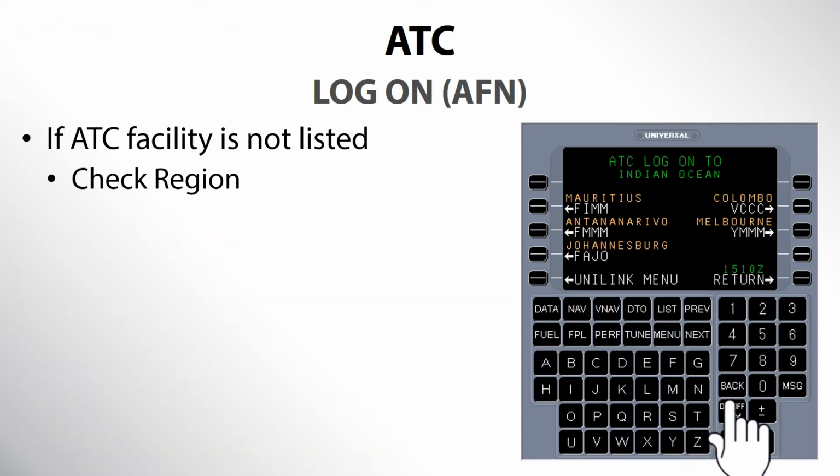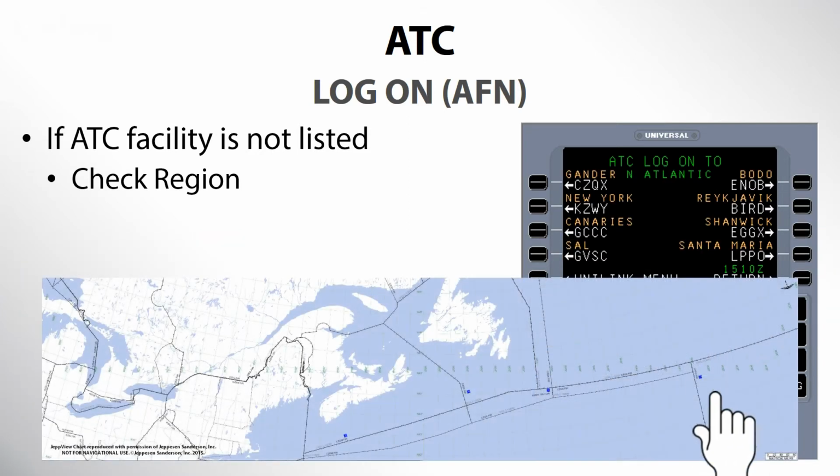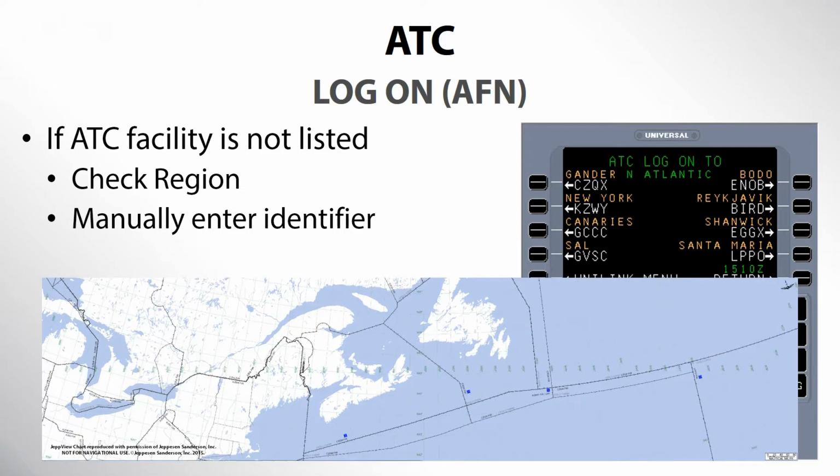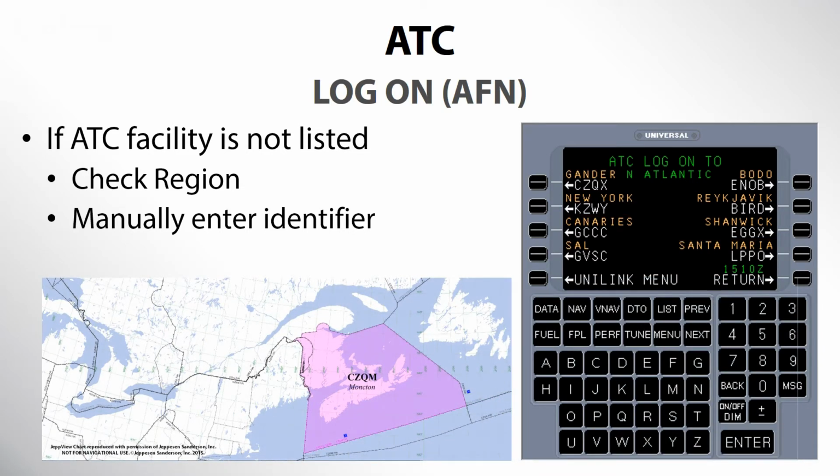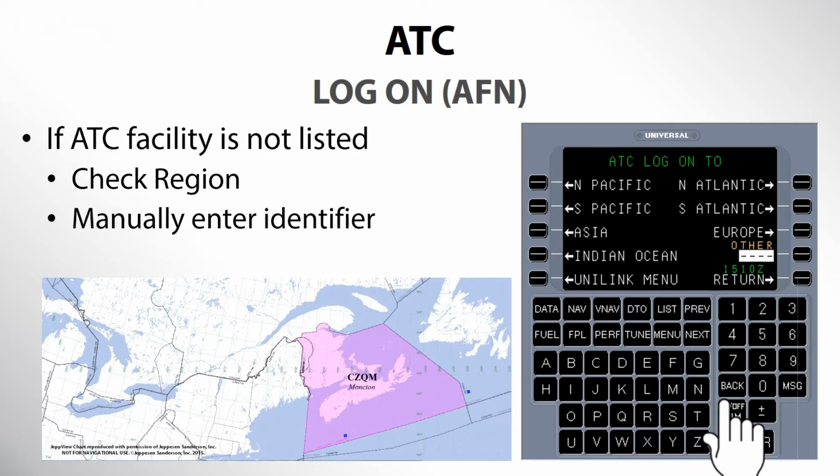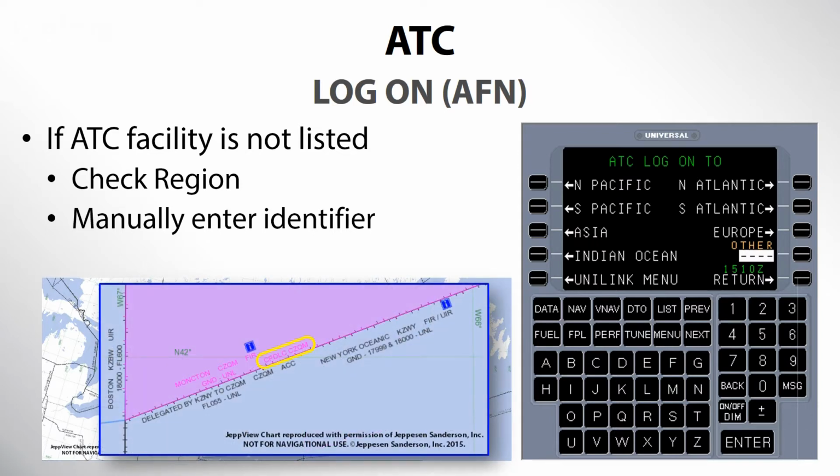You can also manually enter a facility's identifier, including those not listed. In the North Atlantic region, we have Santa Maria, Gander, and New York, among others. Not listed is Moncton. Just enter its identifier. To do this, activate the Other field found on the Regions page. Find the identifier for Moncton from your charts.